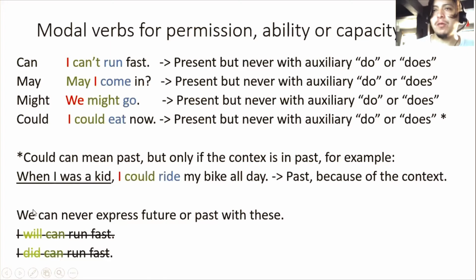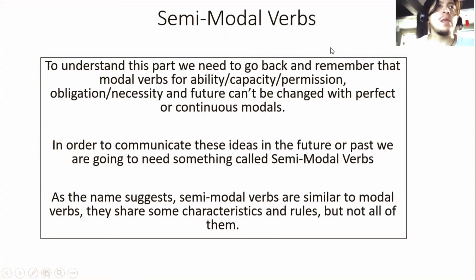And to express future, for example, you can never say I will can run, I did can run. Si ustedes quieren explicar permiso, habilidad o pasado en el futuro o en el pasado, vamos a necesitar semimodales. What is a semi-modal verb?